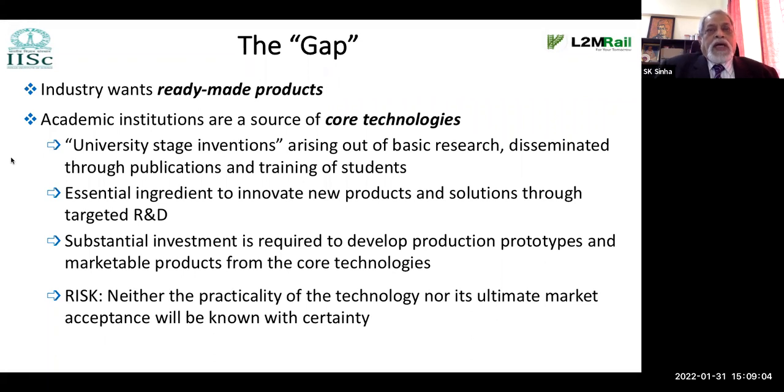What they produce basically are core technologies, and that too, the core technologies are not a result of any targeted product development. These core technologies come from basic research, which is through student guidance, and they are known to the public only through publications and the students who work on that. So these are what some people call university stage inventions. They are definitely not ready-made products. However, they are needed. If I want to make new products, if I want to come out with something totally different from what is available in the market today, we need these core technologies.